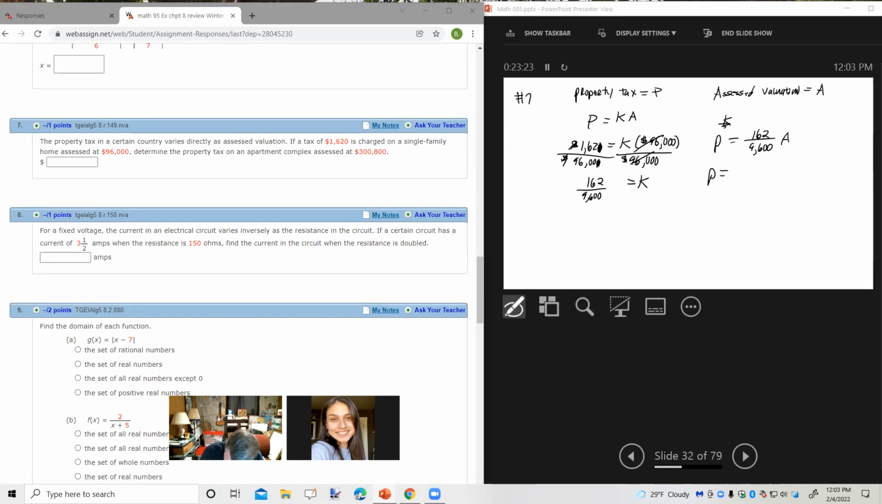Okay, so we've got this now. Determine the property tax on an apartment complex assessed at $300,800. Again, I could get rid of those two zeros and those two zeros if I wanted to. It's not going to affect the final answer. 162 times 300 divided by 96. And I get $50,625.